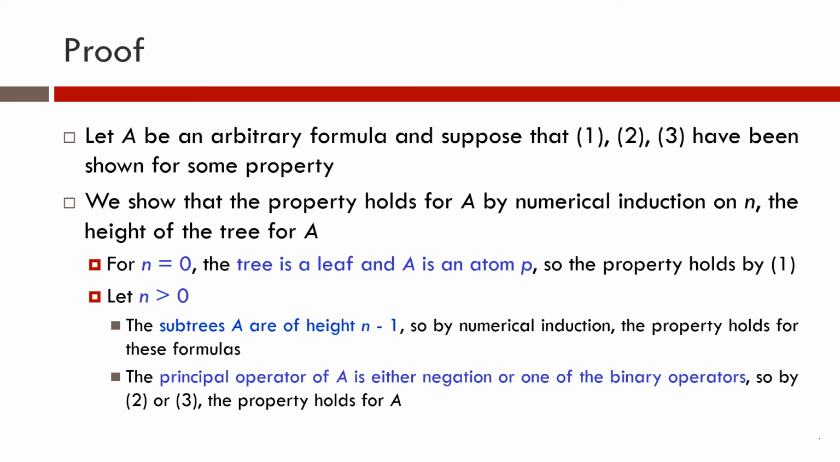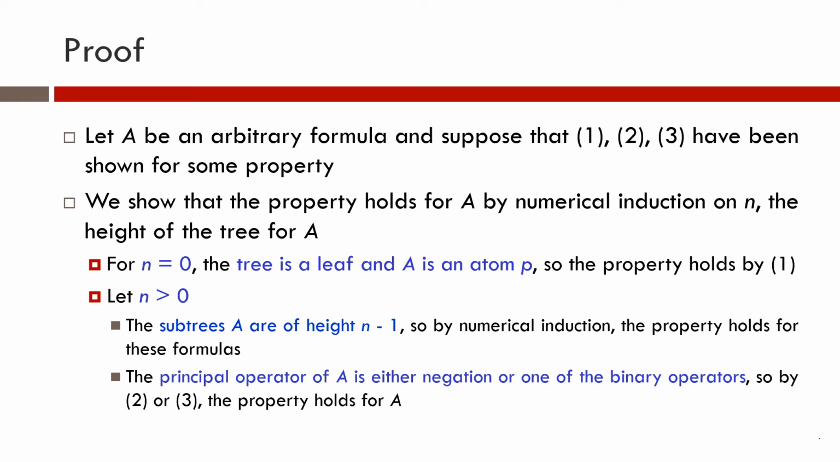The height of the tree is n. So the first case is n equal to 0. N equal to 0 means the tree is a leaf. And when the tree is a leaf, our formula A will be an atom. Since our formula A is an atom P, we know that the property holds by theorem 1.